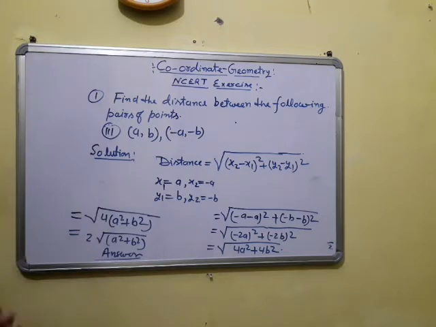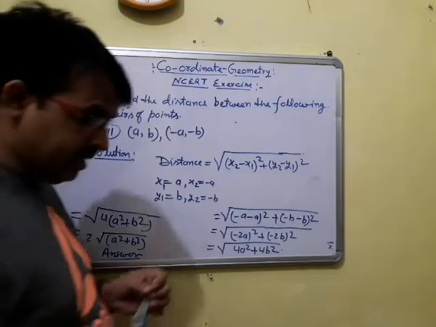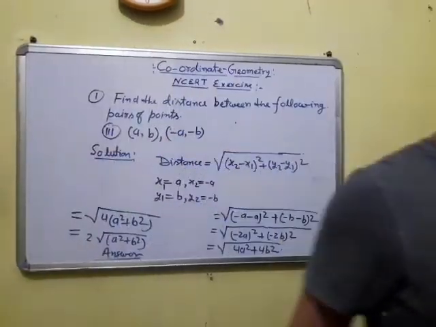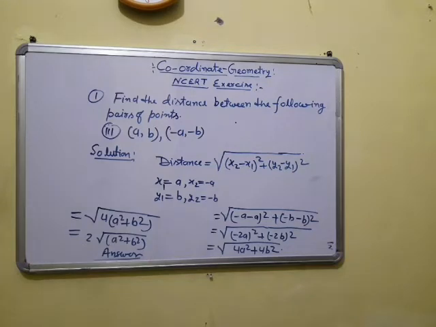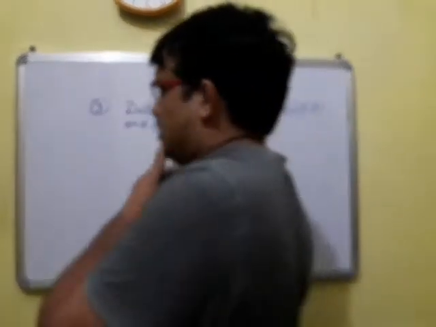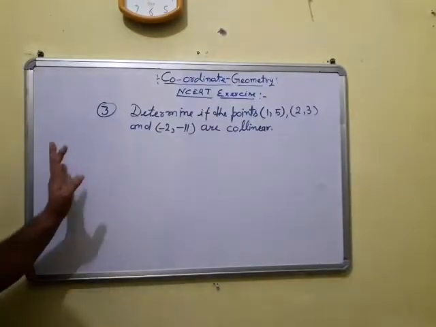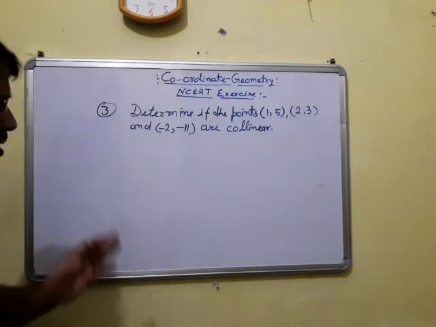Now look at question number two. The rest of the part you can solve very easily, only by using the distance formula. Now see the second question of this exercise. In the NCERT first exercise, question numbers first and second are the same, so we solve that.